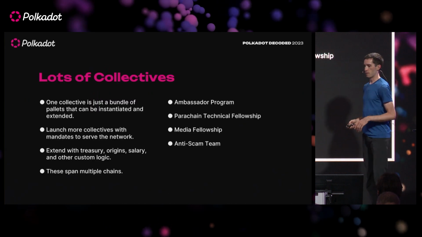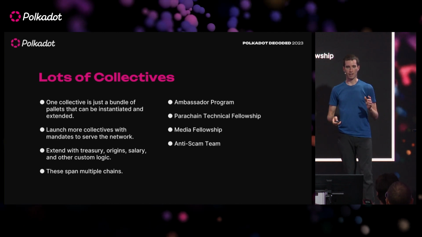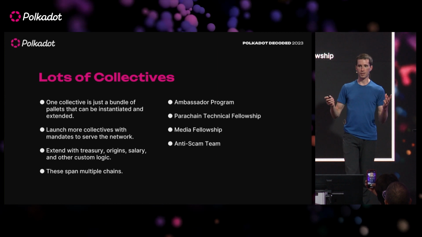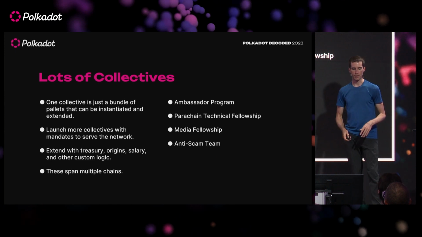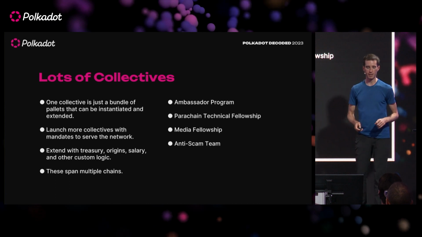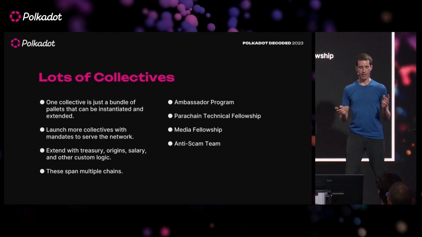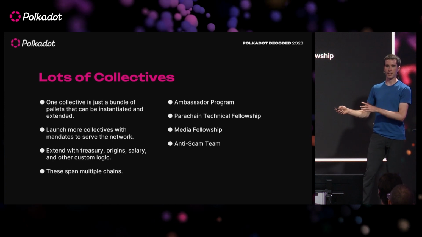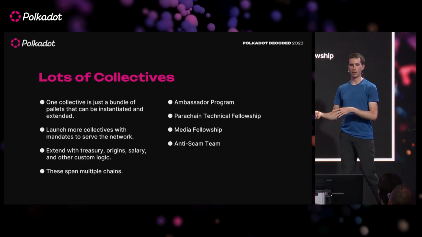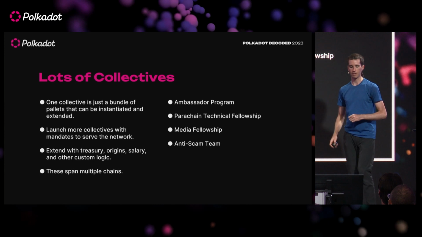So in the future, we want to have lots more collectives. Of course, all these pallets, there isn't a tech fellowship pallet, right? It's I think 5 or 6 pallets. The main one being the ranked collective pallet, and it has some other stuff like referenda and origins. But we can just take these and instantiate a whole new set of them to make a new collective. And of course, you might have a little thing that extends each collective.